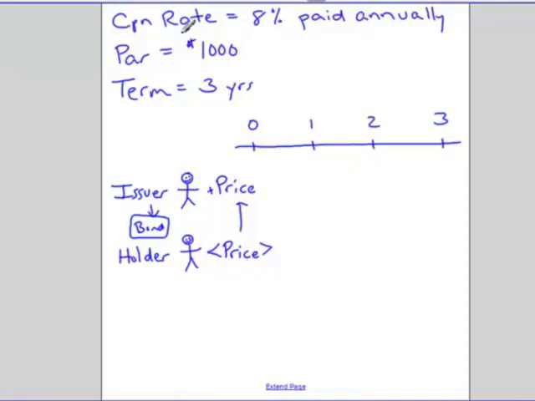Let's first look at the coupons that will be paid out to the bondholders. This is an 8% coupon paid annually, and so the coupon, the actual dollar value of the coupon, is equal to 8% of the par value of $1,000 here. And that gives us $80. And so the issuer will pay out at the end of every year $80. That's a negative amount to the issuer.